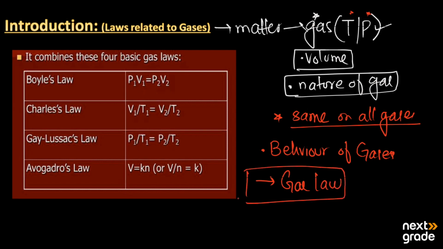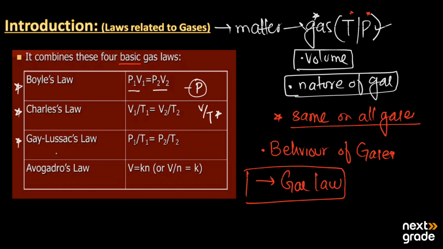The gas laws have been combined into four basic laws. The first is Boyle's law, which is about pressure and volume, and gives the relationship P1 V1 is equal to P2 into V2. It is a product of pressure and volume. The second is Charles's law, which is the ratio of volume to temperature. In this, we study the effect of temperature, and in Boyle's law, we study the effect of pressure on the gas.